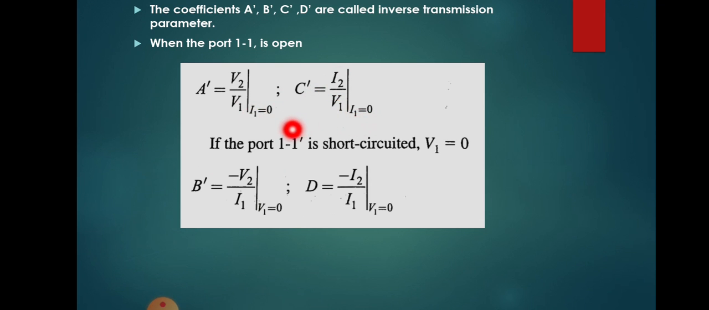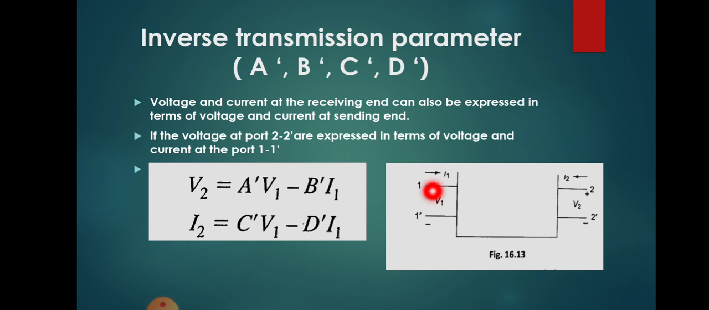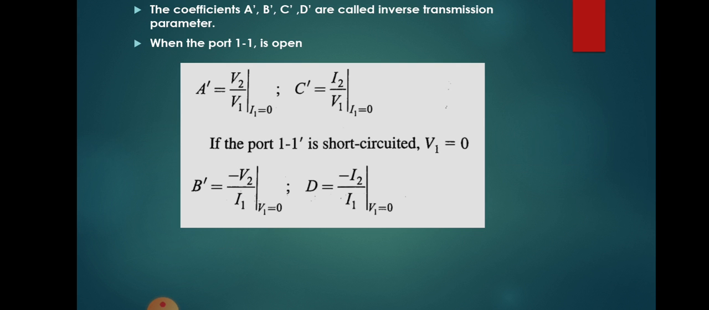For getting the other parameters, we short circuit the 1 dash port. When we short circuit this port, V1 will become 0. So what will happen when V1 equal to 0? The A dash and C dash terms will not be there. So we get B dash equal to minus V2 by I1 and D dash equal to minus I2 by I1. So these are the inverse transmission parameters.